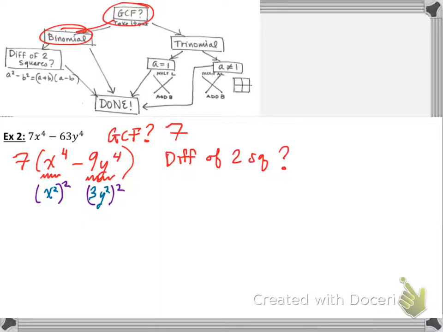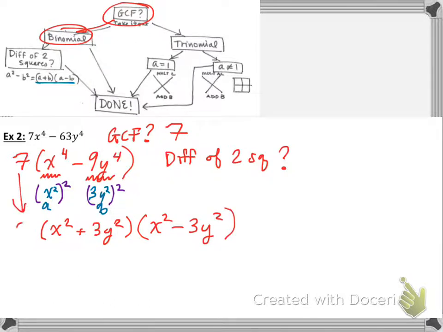Now, when I'm going to factor, that tells me it should do a plus b, a minus b. So x squared is my a, and 3y squared is my b. So I'm going to factor this as a, x squared, plus b, 3y squared, times a, x squared, minus b, 3y squared. Okay, and then I don't want to forget the 7. So write yourself a little reminder: don't forget the GCF.